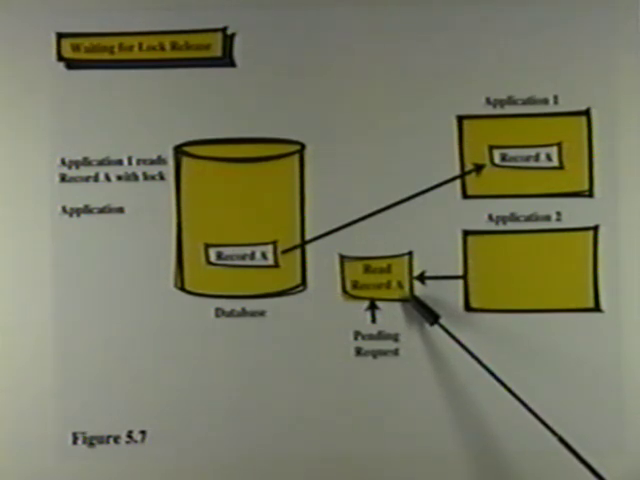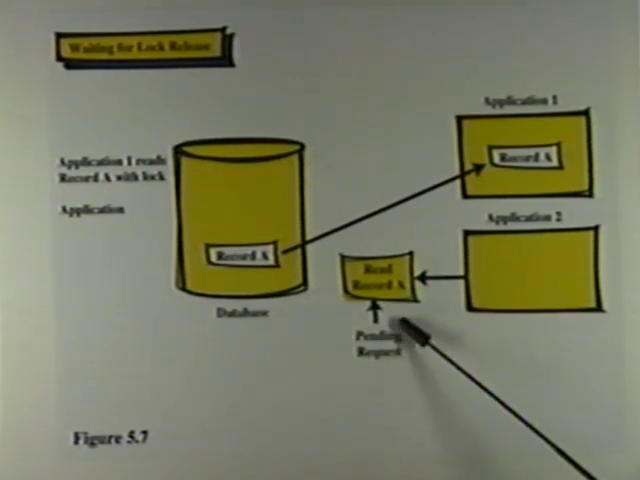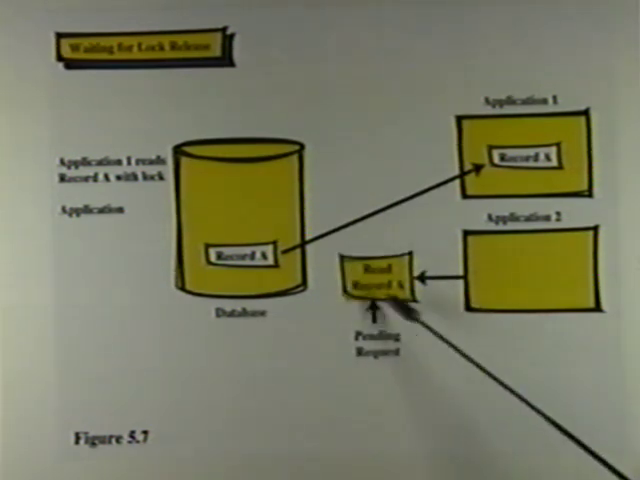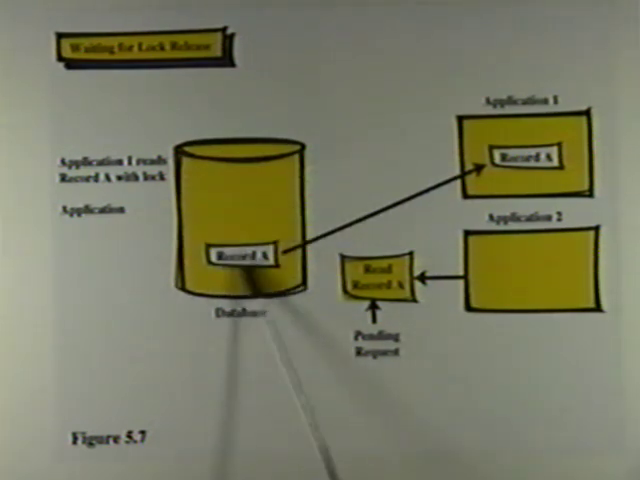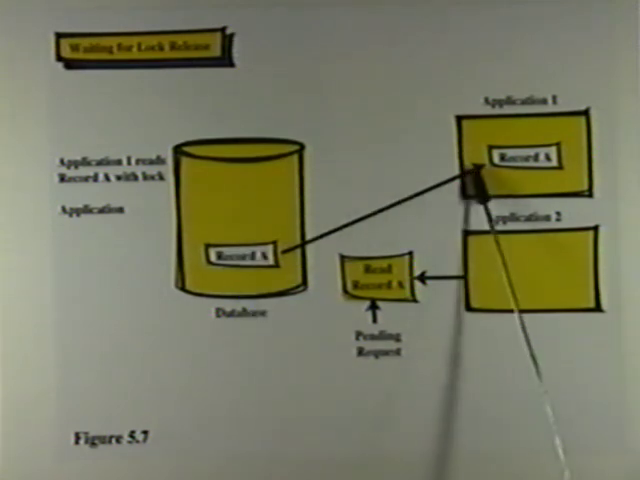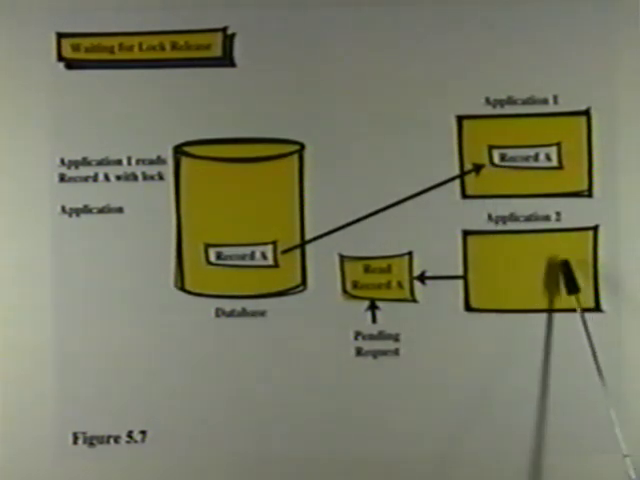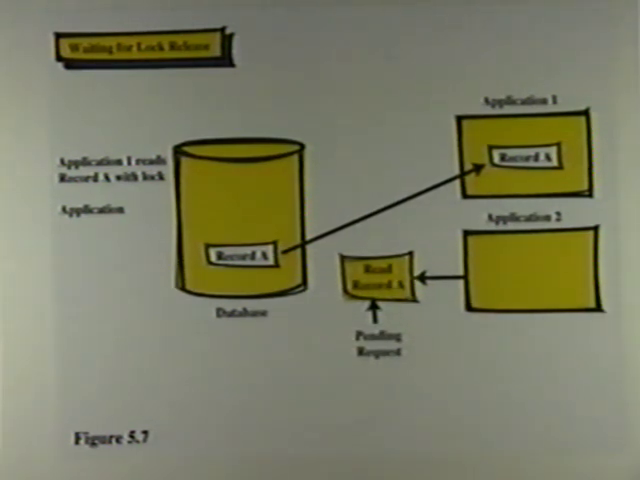If application 2 also needs to read record A, the read request is sent by the application to the redirector, and that is sent over to the file server, but then the read request is blocked because record A is locked. Okay, so application 1 reads record A and locks it at the same time, and that disallows application 2 from accessing record A until application 1 unlocks it.